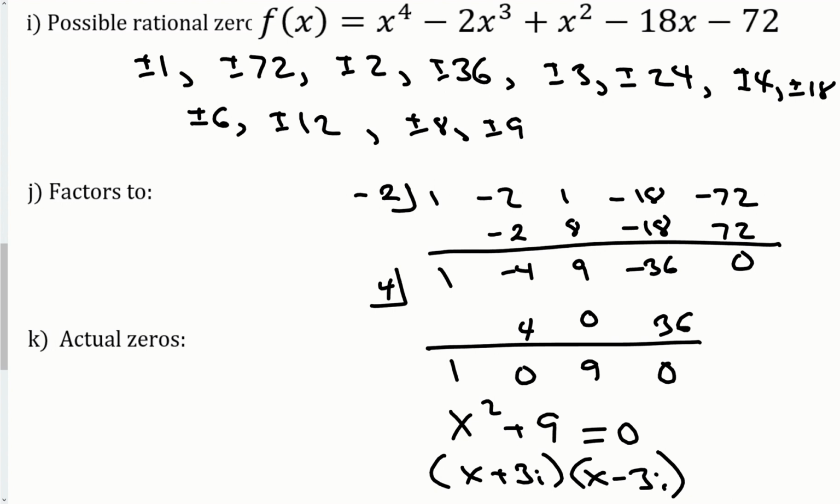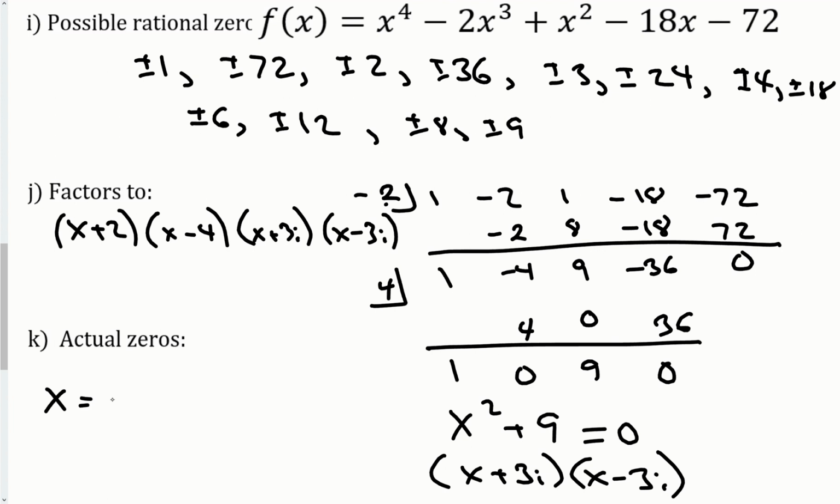So that means my factors are x plus 2 from this root, x minus 4 from this root, and x plus 3i and x minus 3i. And my answers are negative 2, 4, plus or minus 3i. Okay? And that is how the fundamental theorem of algebra sort of takes all the stuff that we've done in the previous 5 sections and smushes it all together.